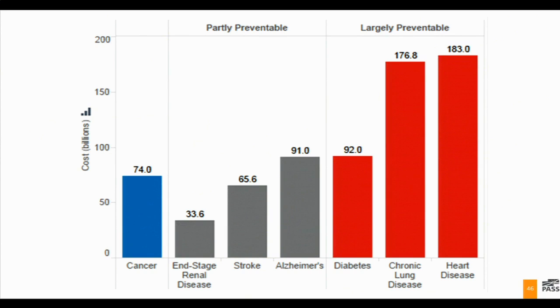So this is data from the CDC, the Center for Disease Control, and it shows the amount that we spend each year in the United States on different categories of disease. The ones that are the most expensive on the far right are almost entirely preventable using lifestyle choices because they're heart disease, chronic lung disease, and diabetes. Then you have diseases that are partly preventable, things like Alzheimer's, stroke, which is often associated with high blood pressure, and end-stage renal disease, which is often associated with old age. One of the things that we see here is that most of the money we spend in our healthcare system is for preventable diseases. They're also called lifestyle diseases.